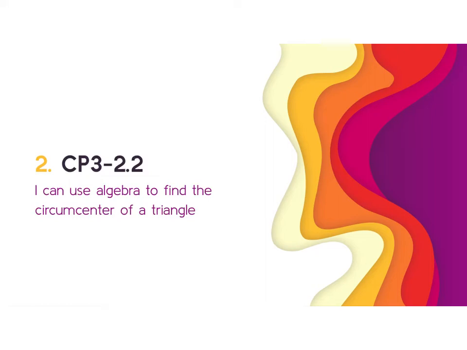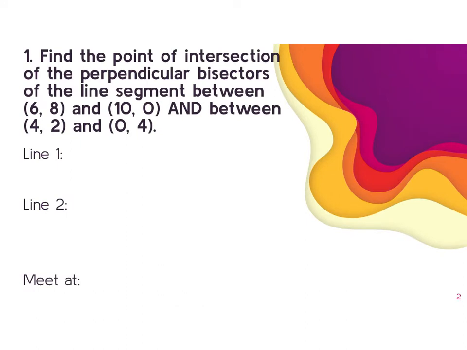In CP3-2, Part 2, you're going to be able to use algebra to find the circumcenter of a triangle. So we're going to take what we learned in Part 1, and we're going to take it a step further and actually find the circumcenter using those equations. All right, let's take a look at our first example.